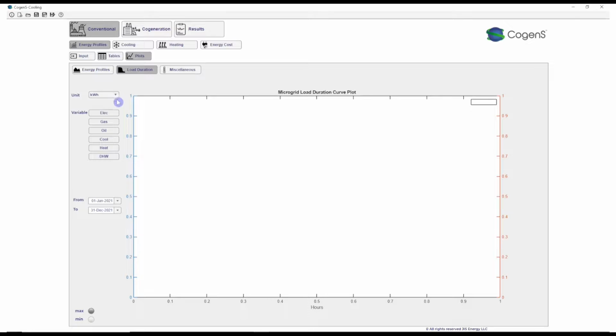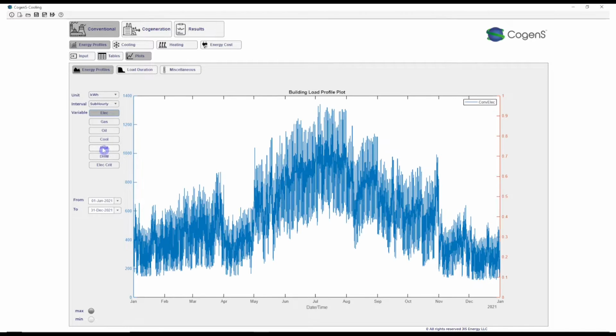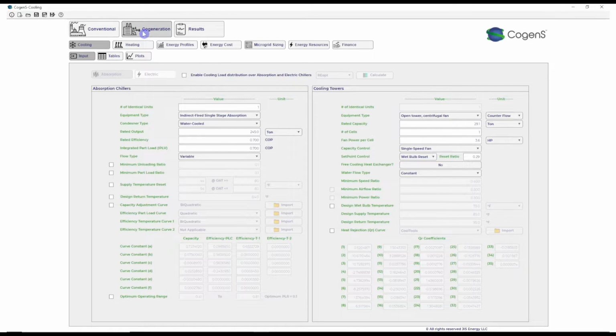Evaluating the feasibility of absorption chillers depends on the relationship between the electric and heating load profiles and duration curves. In this example, the electric load is always higher than the thermal load on the duration curve, but it is not always the case on the load profile plot. To increase the CHP system efficiency, we must minimize or eliminate any CHP thermal production waste by making sure the thermal load is at least equal to the electric load.